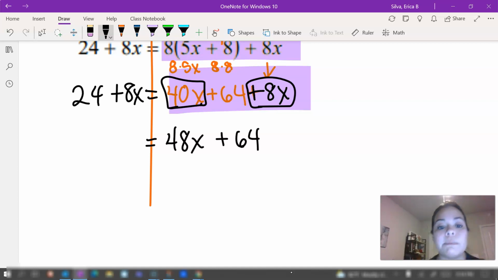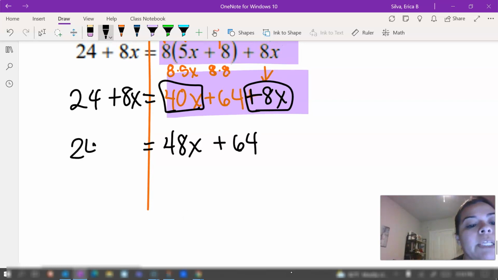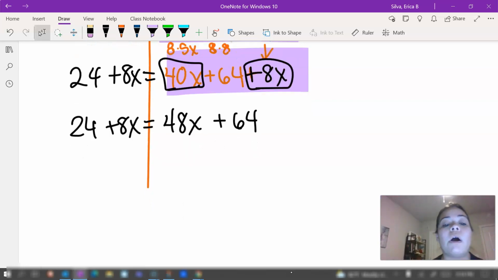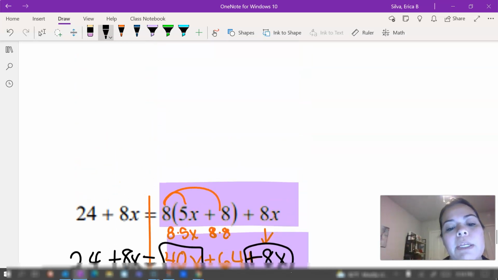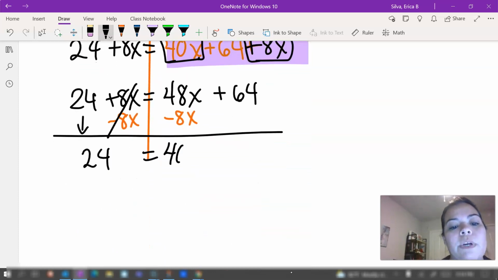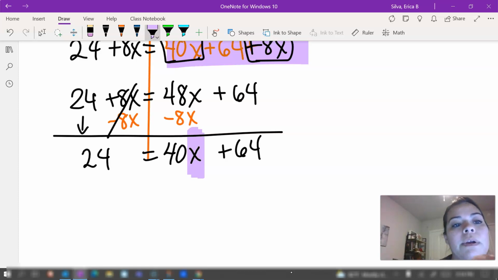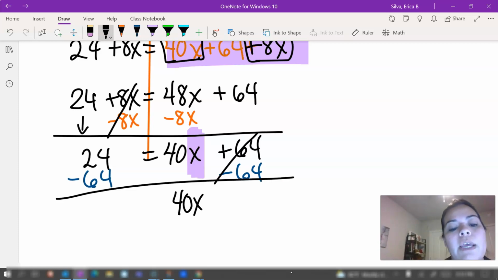Since we can't simplify any further on the right side, we go ahead and bring down the left side again. So we want to move all of the x's to one side. We're going to subtract 8x. So 48x minus 8x is 40x plus 64. Then, because we already have all our x's on one side, we want to put all our numbers on the other side. So we want to subtract 64, and we get 40x equals negative 40.